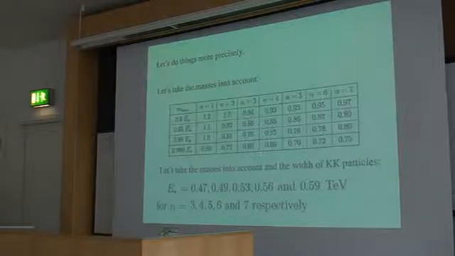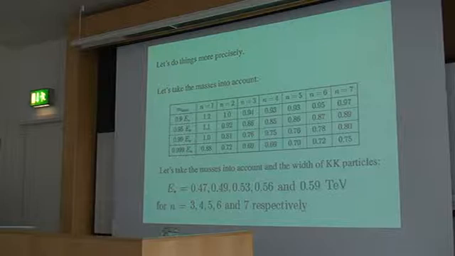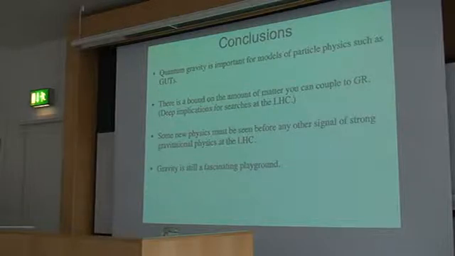Okay, so I could be accused of having been a bit too careless. You can actually count the number of KK modes properly, cutting off the number of KK modes you take according to the energy at which you stop. That's what my student did. You find that, depending on the number of extra dimensions, unitarity is violated at 0.47 up to 0.59 TeV. So even when you do things more carefully, there's a problem.